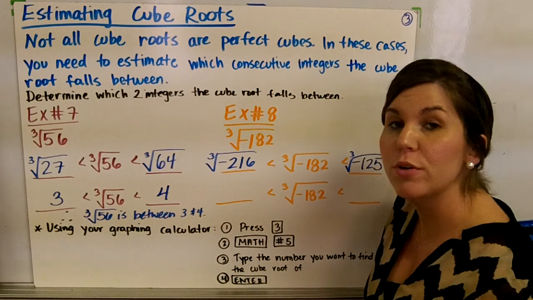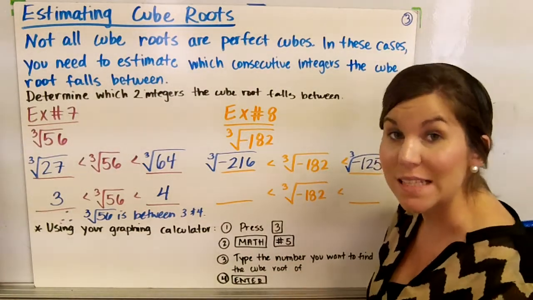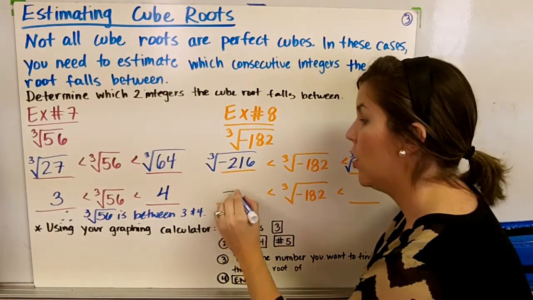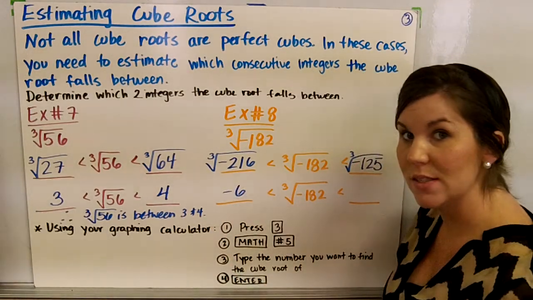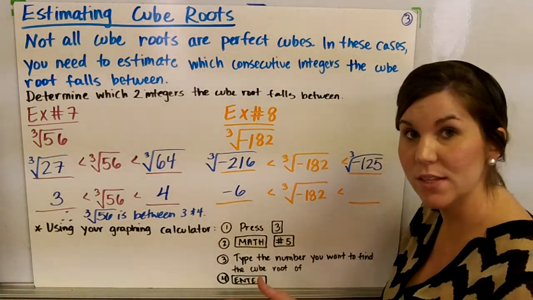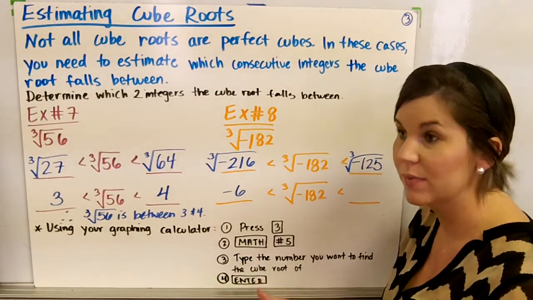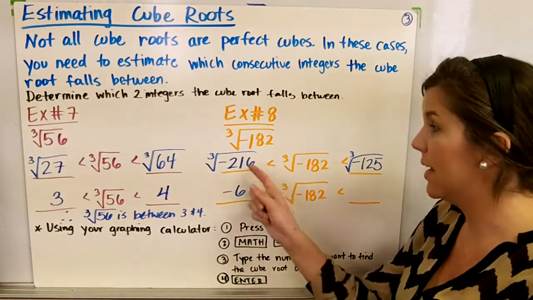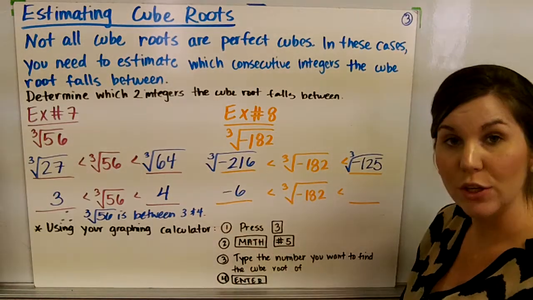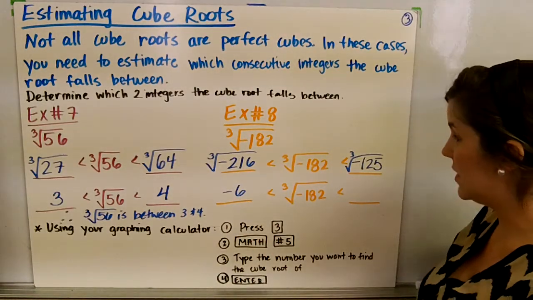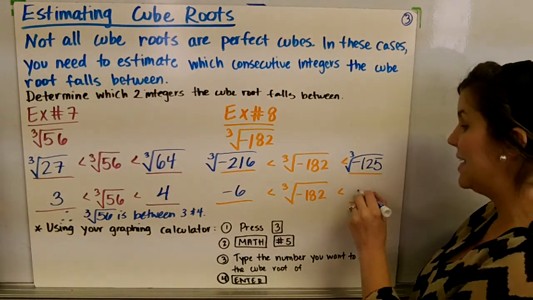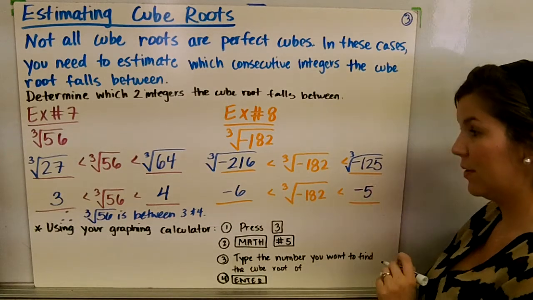So the cube root of 216 is 6. So the cube root of negative 216 would be negative 6. Negative 6 times negative 6 is 36. Times itself again, so times negative 6 is negative 216. So the cube root of negative 216 is negative 6. The cube root of negative 125 is negative 5.